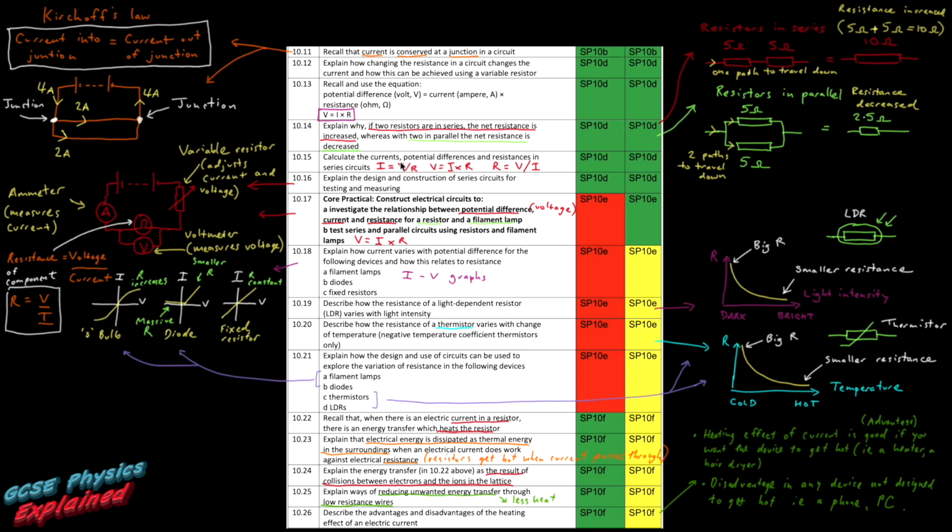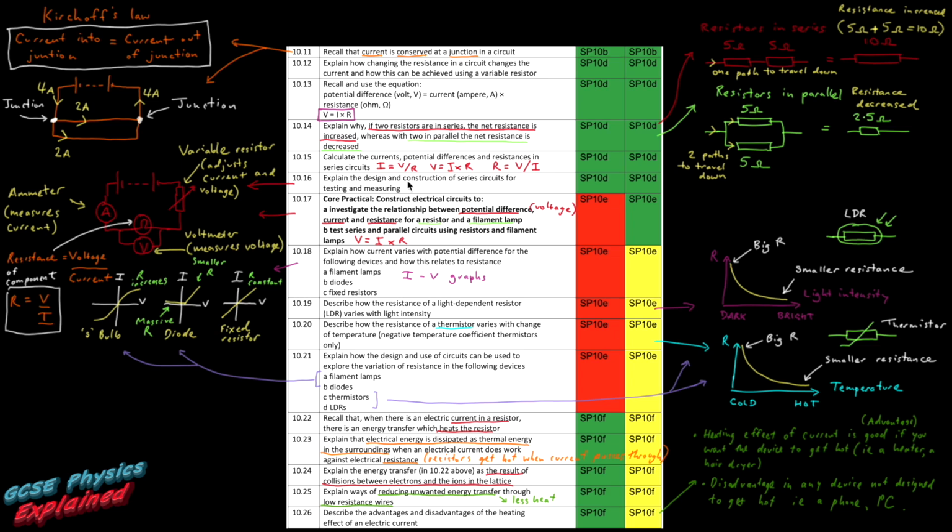10.15. Calculate the currents, potential differences. So remember that's just voltage and resistances in series circuits. So they might ask you to work out the current, in which case do voltage over resistance. If they ask you to work out the voltage, do the current times by the resistance. And if you've got to work out the resistance, just do voltage divided by current. And they will, of course, give you most of the numbers. And you've got to work out the final number.